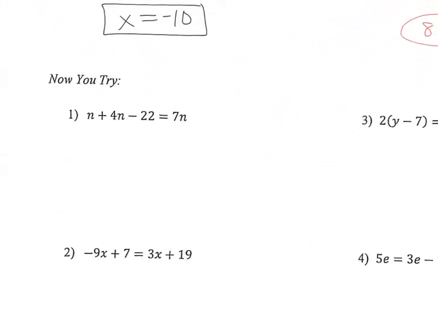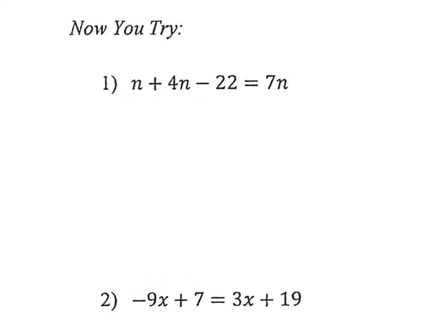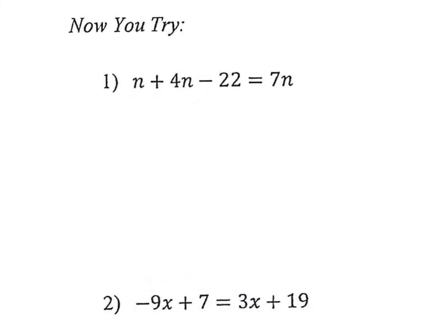And now let's try to look at these problems. Okay, so I have n's on both sides again. So first I'm going to combine these two n's. So I'm going to have 5n minus 22 equals 7n. Now I want to get my n's on both sides. I could subtract 7n, but the side's going to be 0. So instead I subtract 5n from both sides of the equation.